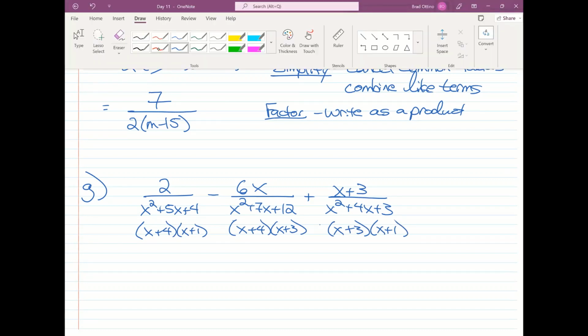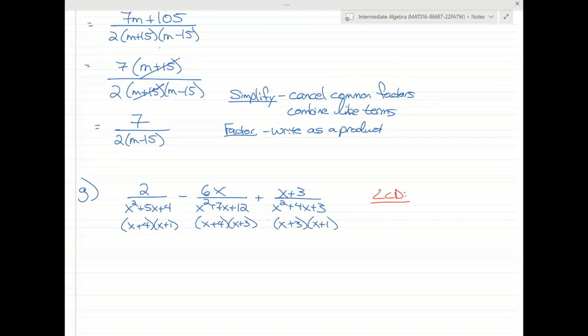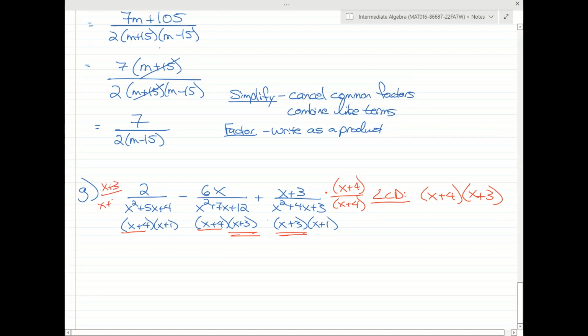So in order to find the least common denominator, we're going to need an x plus 4. So we'll multiply whatever fraction's missing, so I'll do it to the top and bottom here. We'll definitely need an x plus 3. I'll multiply by whatever fraction is missing that. And then we'll also need an x plus 1. I'll multiply whatever fraction's missing that.